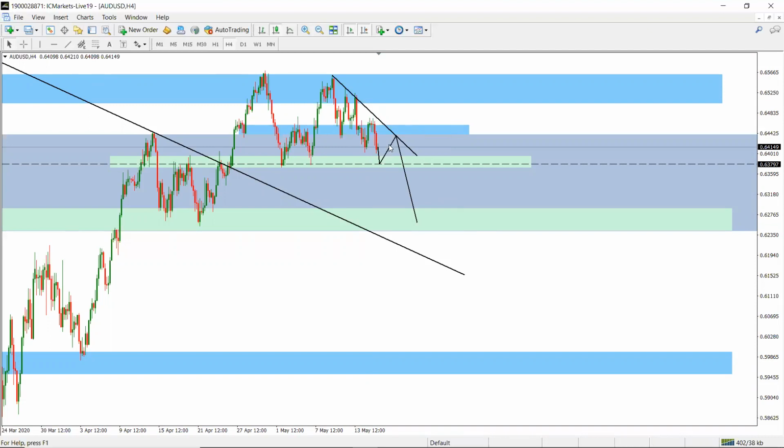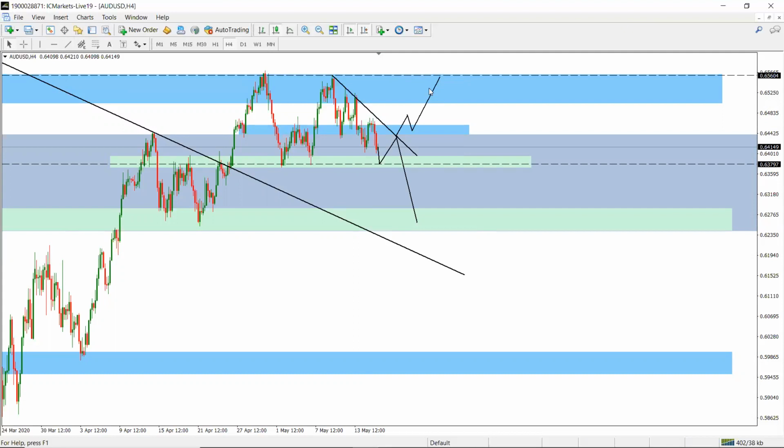Or price could also make a push. Okay, let me take up a new trend line. Price could also make a push above this point, give us a retest back above this very strong zone. And what is price going to do? Make a push back to the demand zone. So this is what we're expecting from price.